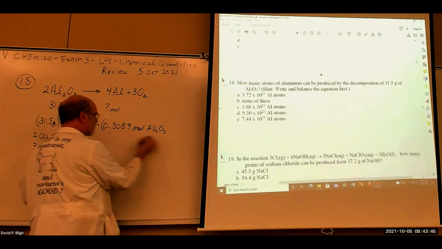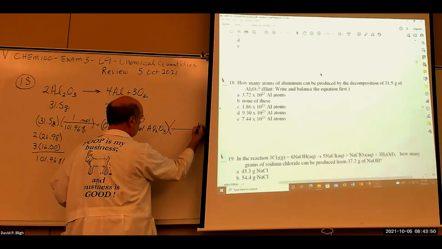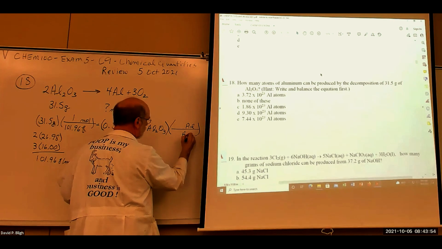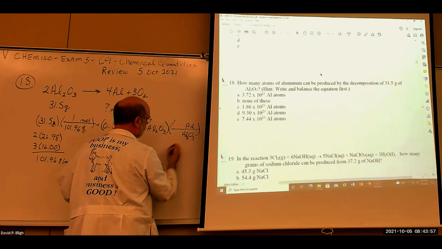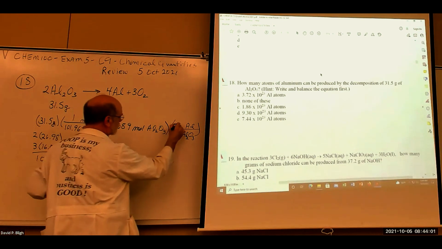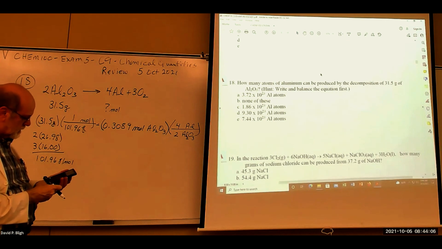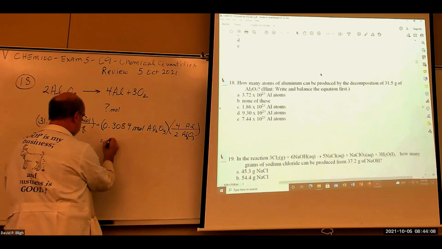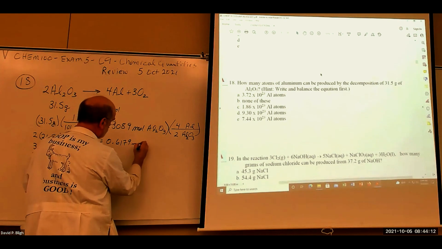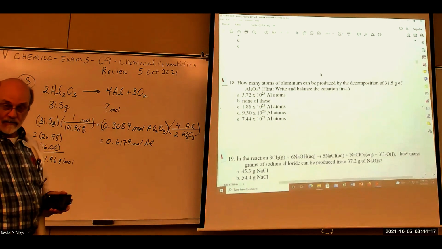And if we convert this many moles to moles of aluminum, we need aluminum on top and aluminum oxide on the bottom. And the coefficient for aluminum oxide is 2, coefficient for aluminum is 4. So we just need to double that number. And I get 0.6179 moles of aluminum. Now we can convert to atoms, right?